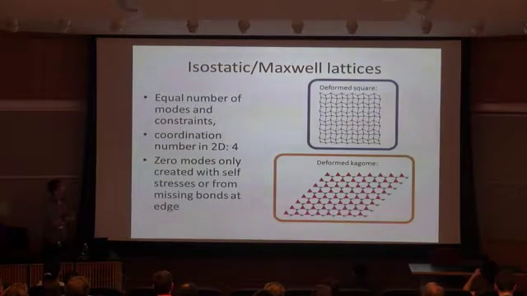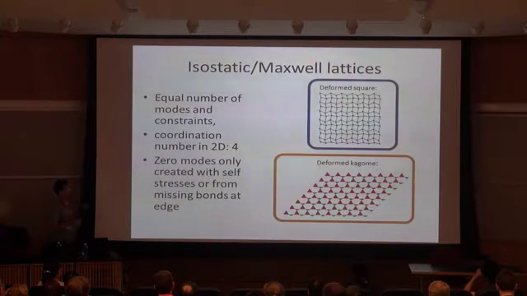And in particular, we're interested in Maxwell lattices or isostatic lattices. I'm not going to make a distinction between the two in this talk. And these are lattices that are just barely at the point of being rigid. So if you look in the bulk in 2 dimensions, there's a coordination number 4. That means for each degree of freedom, there's a constraint. So then we should have zero modes only if some of the constraints are redundant or if we're missing some bonds. But if we have open boundary conditions for a finite lattice, we are missing bonds. We're missing bonds at the boundary.